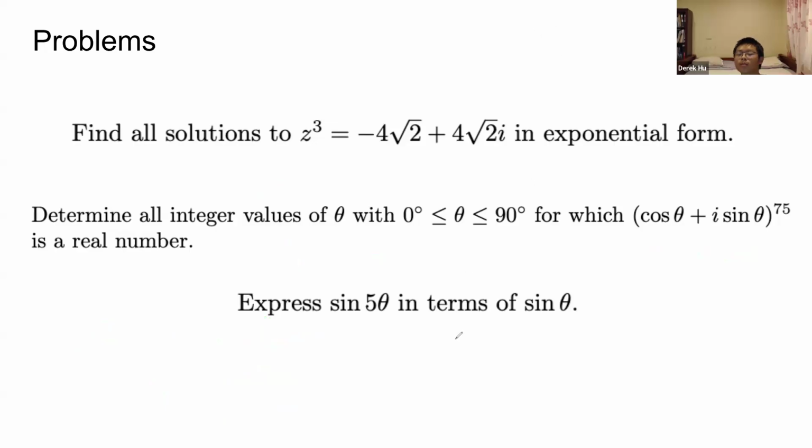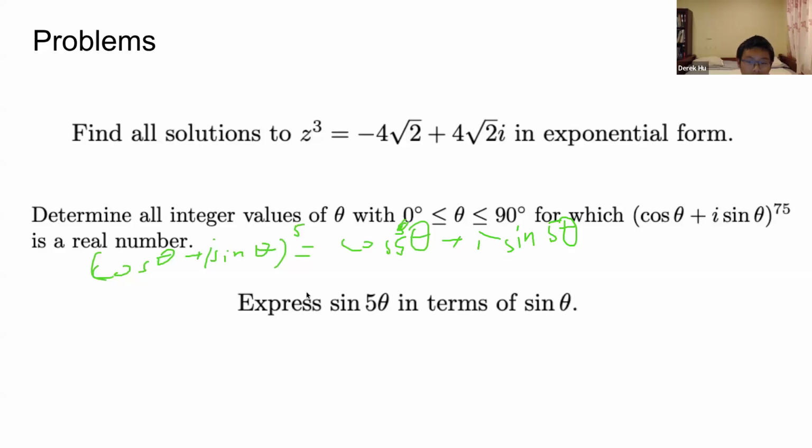Okay, and then this last one. We need to express sine of 5 theta in terms of sine theta. To do this, we can see that (cosine theta plus i sine theta) to the 5th is equal to cosine 5 theta plus i sine 5 theta. And this is by De Moivre's theorem.